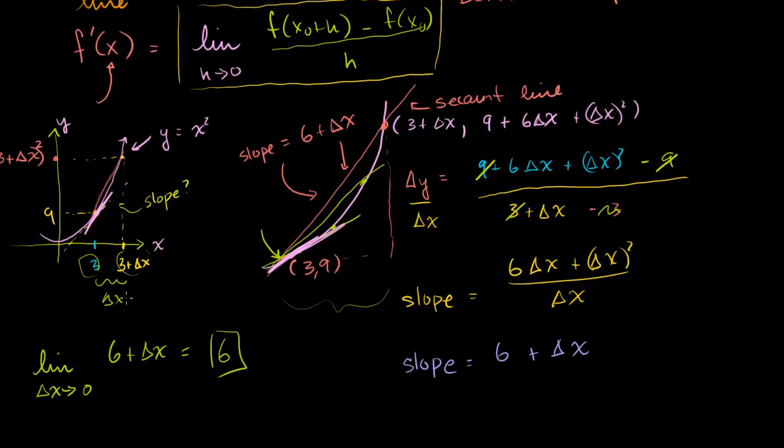So the slope of our tangent line at the point x is equal to 3 is equal to 6. Another way we could write this, if we wrote that f of x is equal to x squared, we now know that the derivative, or the slope of the tangent line of this function at the point 3, I only evaluated it at the point 3 right there, is equal to 6. I haven't yet come up with a general formula for the slope of this line at any point, and I'm going to do that in the next video.